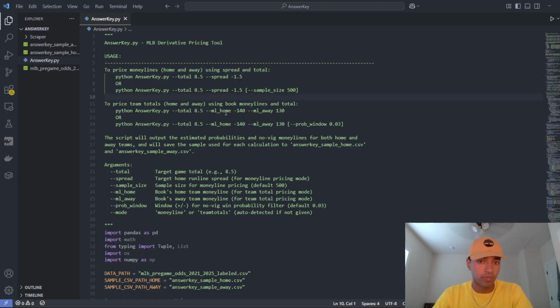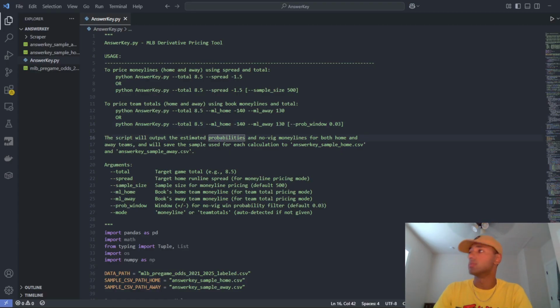For team totals, we are taking the no vig money line of the game and the pregame total, and then making a sample of 500 to match the no vig money line and the pregame total. By default, I have a window of around 3%, so money lines that are above or below 3%, if not exact. And then we're going to count how many games did the home team total go over X, how many games did the away team total go over X, and we're going to make a table. So let's actually see this in action.